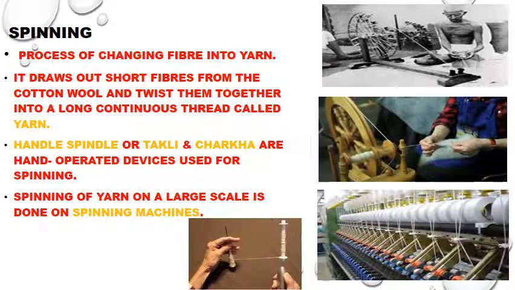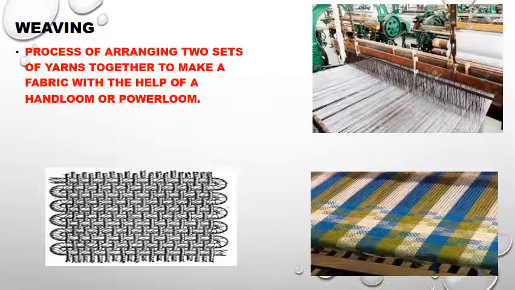Now we have to convert yarn into fabric. And for this, we arrange two sets of yarns together to make a fabric. And it is done on a loom. Now, weavers weaving on a small scale use hand looms, while on a large scale, weavers use power looms.